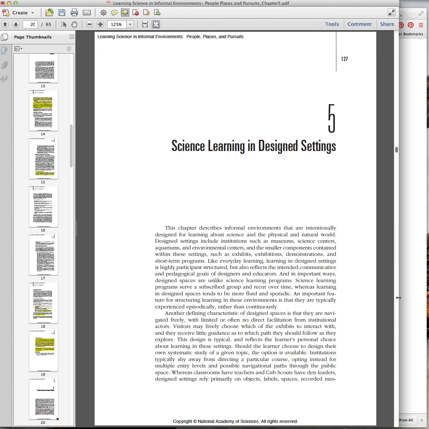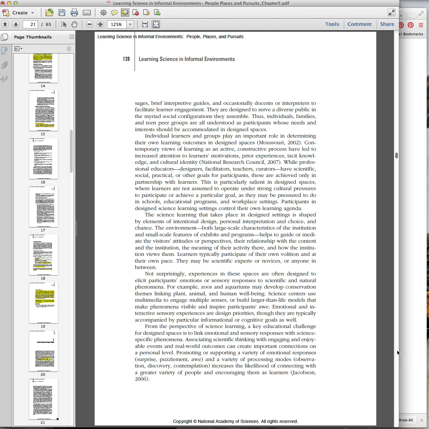In the beginning here, they're going to introduce what a designed space is. I want you to pay attention to a designed setting versus a classroom setting. Make a list. When I tell you to make a list, do it. Go through here, and every time they give a defining characteristic of designed spaces, make a list. What is it about them? There's more in this paragraph as well. You're going to keep reading and making your list as you go through here.